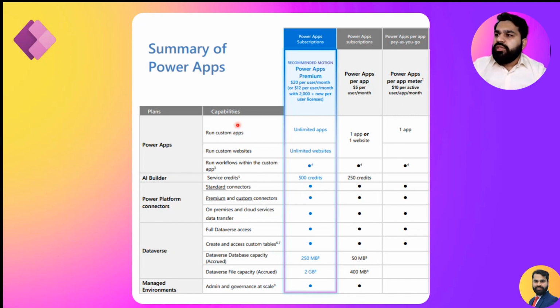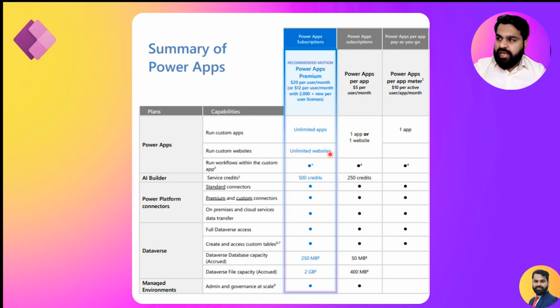Now we'll talk about the capabilities. From the capabilities standpoint, when we talk about Power Apps Premium, it can run the custom applications which are built. It can even run the custom websites. Unlimited applications can be built and accessed by the user who has the Power Apps Premium license allocated to that account. Then unlimited websites. These websites are Power Pages websites. Initially, these were part of Power Apps and were called Power Apps portals. So these also come under this particular licensing type.